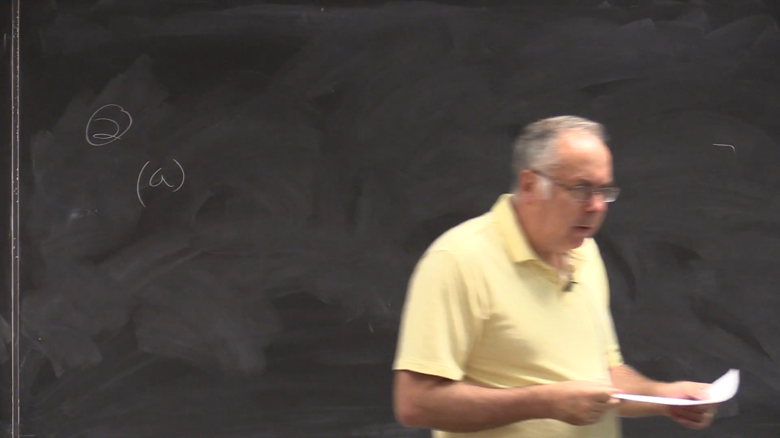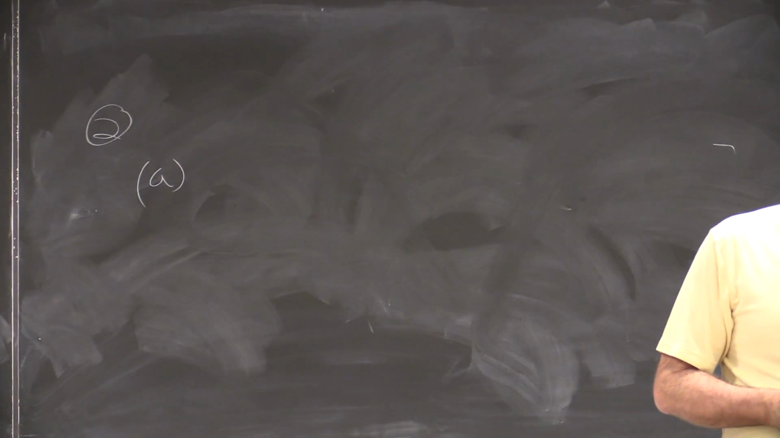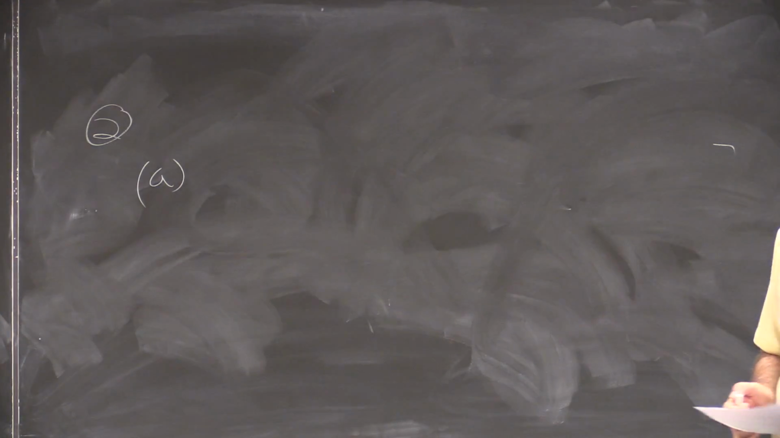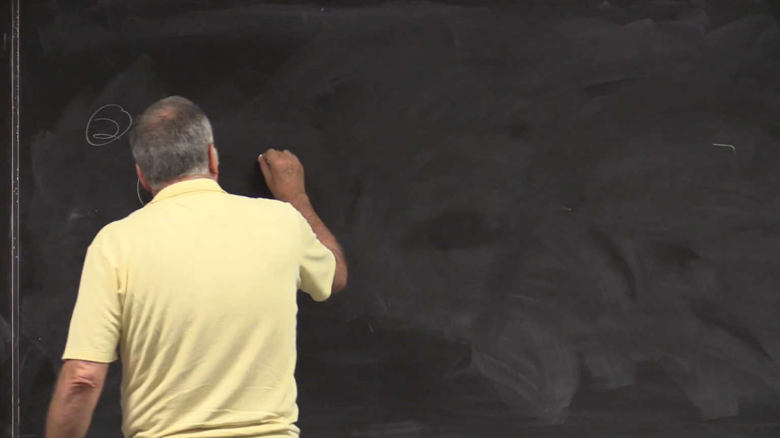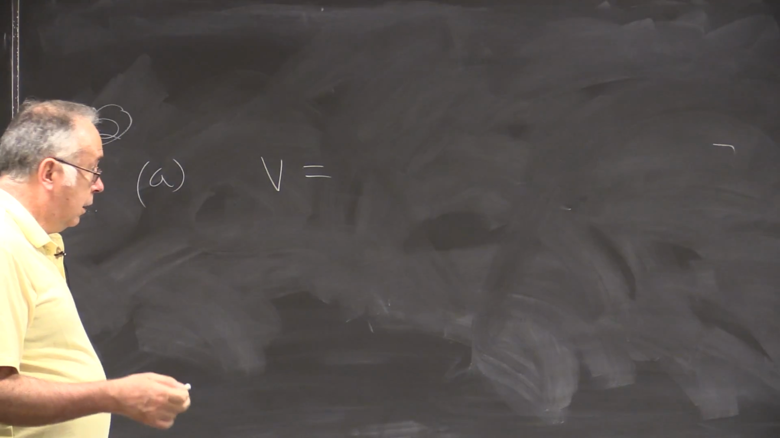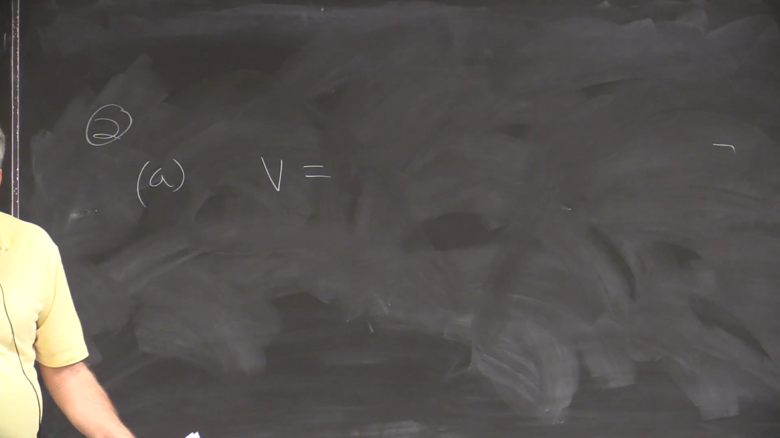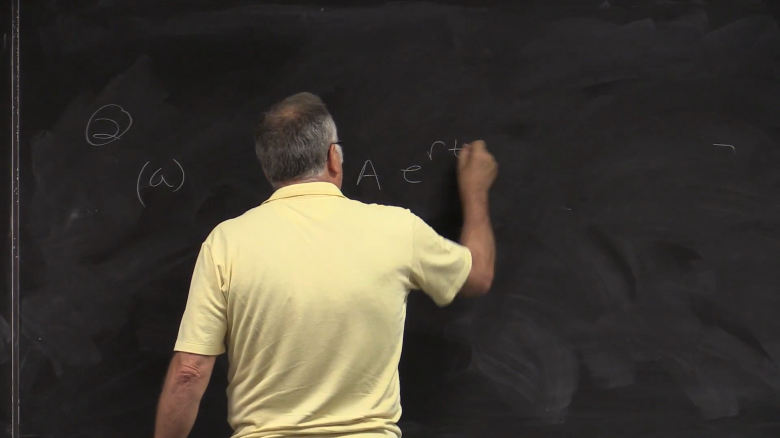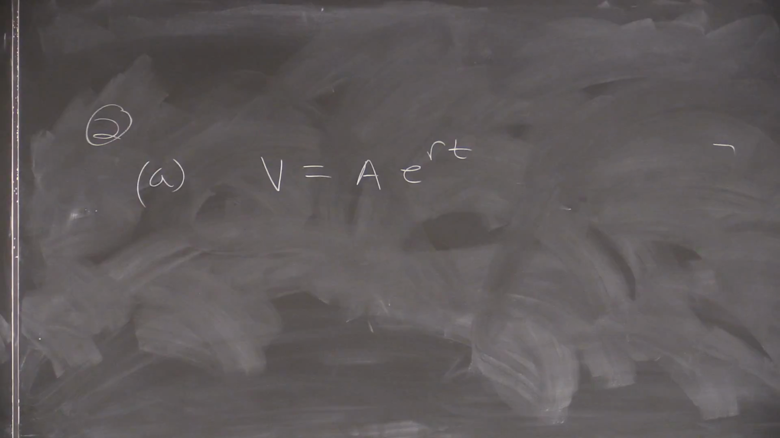2A, the future value of $1,000 compounded continuously at the interest rate of 3% for 20 years. So the formula you want to use for this, since your money is growing continuously, is a continuous time model. And the continuous time model for future value is just this: V equals A times e to the rt. Now, this does assume that your money is growing at a constant rate. The instantaneous growth rate is assumed to be constant at r.